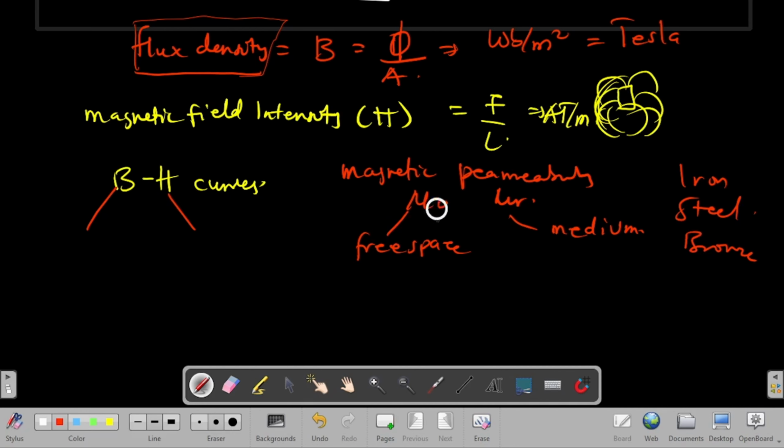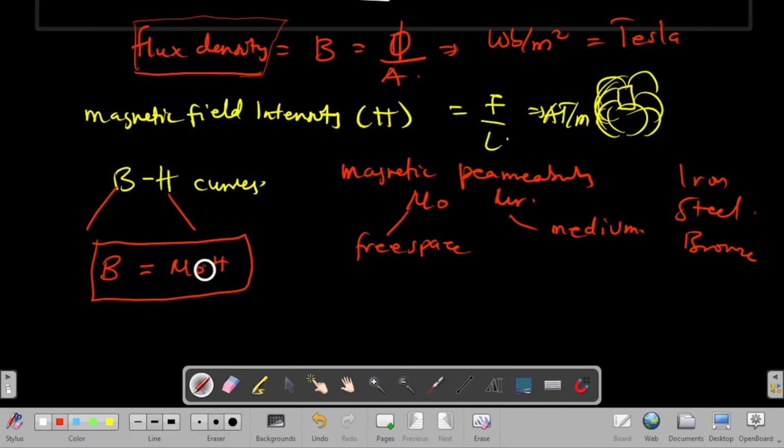Therefore, permeability is the inherent ability of a material to allow magnetic flux to flow through it. That is all. So, the B-H curve. The formula relating B: anytime you see B, you can relate it to H as mu naught H. This is when you are dealing with free space.